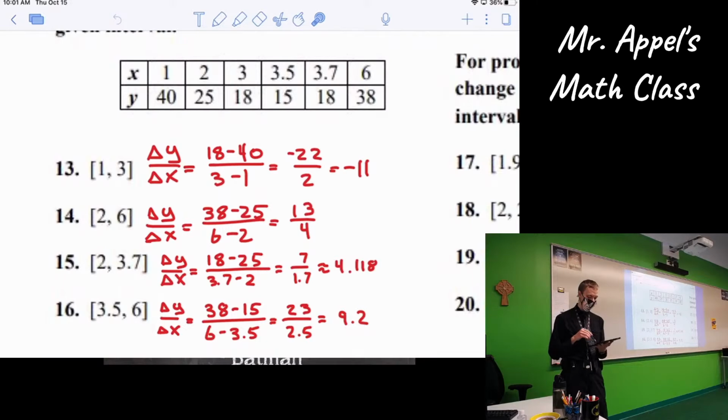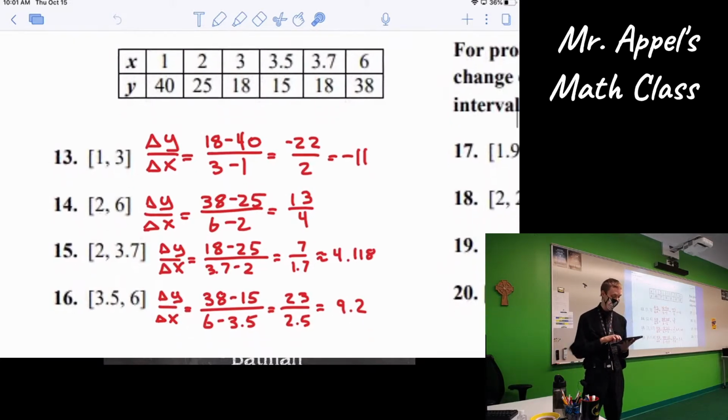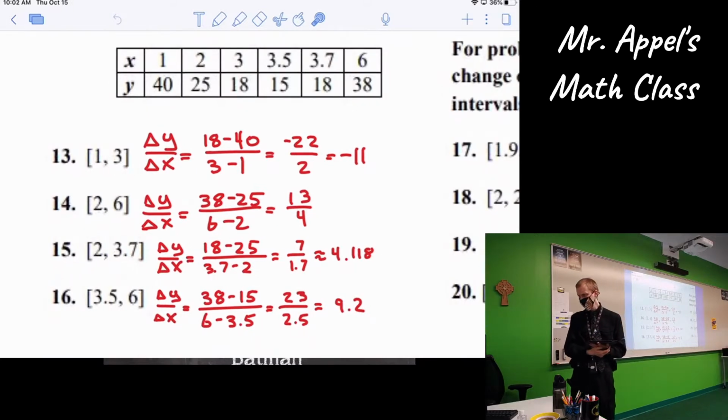And then 16, similarly, because of that decimal in the fraction, go ahead and get a decimal answer, and turns out it's a nice even 9.2. Okay, any questions from that? No?